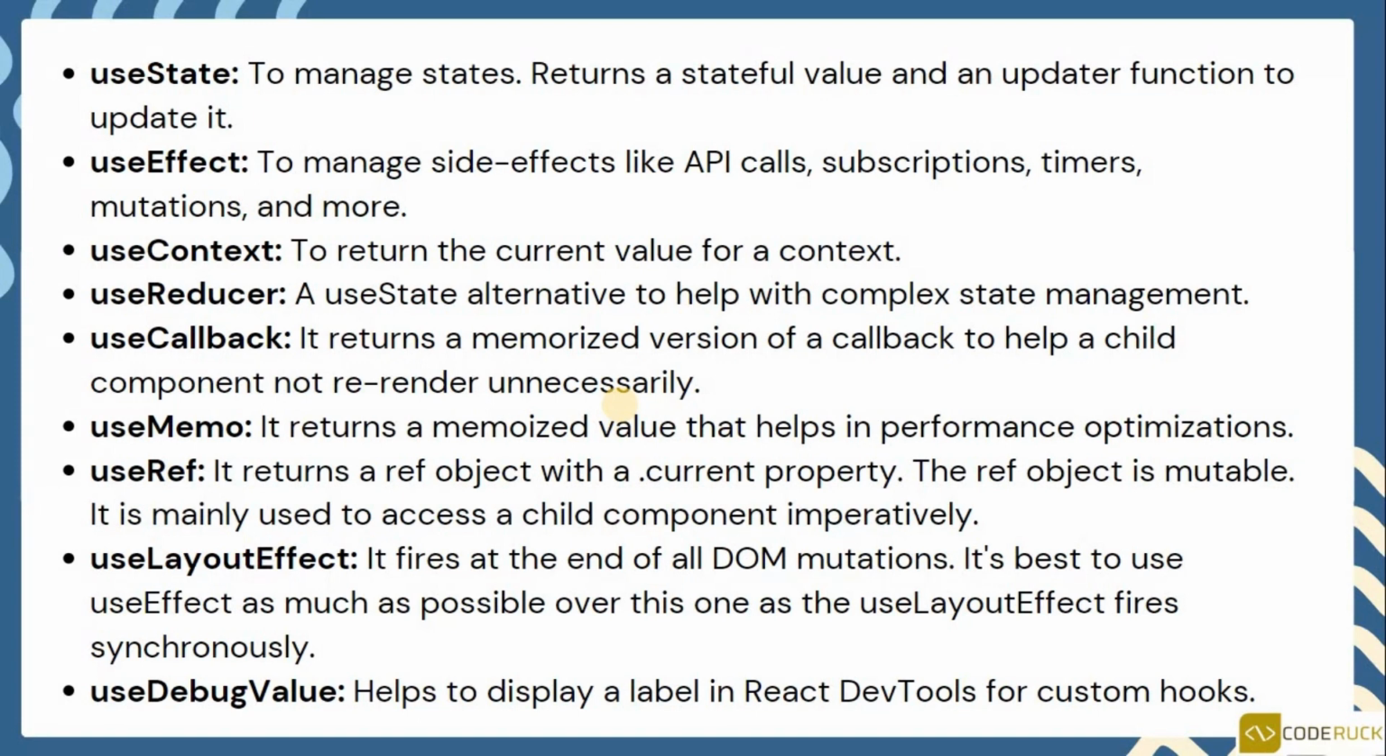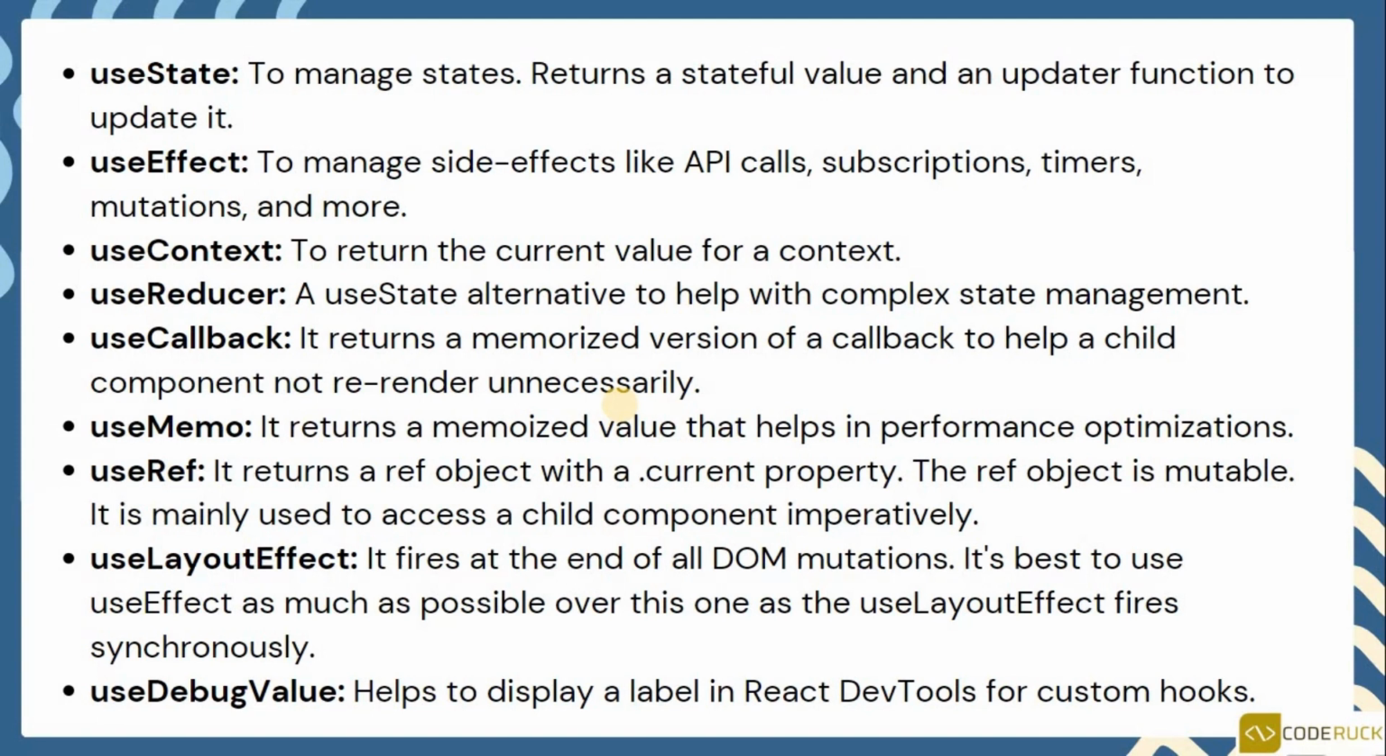So first is useState. The useState hook manages state, returning a stateful value and an update function to update it. Second one is useEffect. The main purpose of useEffect is to perform side effects like calling an API, subscriptions, timers, and mutations, and many more. So the main purpose of useEffect is to call an API, get data, and then manage that data in your application. At that time we definitely prefer to use useEffect.